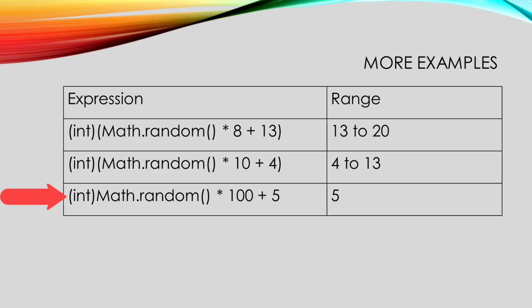That's right, Zumi. When we truncate the Math.random because it gets typecast to an int, that makes it be 0. 0 times 100 is 0. 0 plus 5 is 5. So we're not going to get a random number at all. We're just always going to get the integer 5.